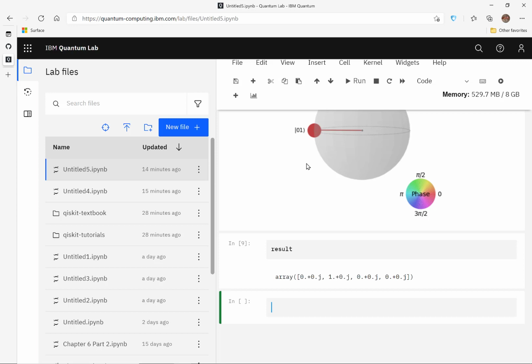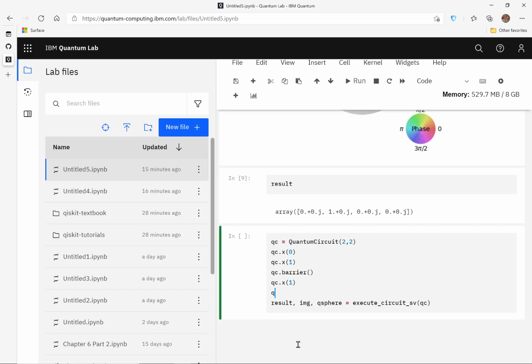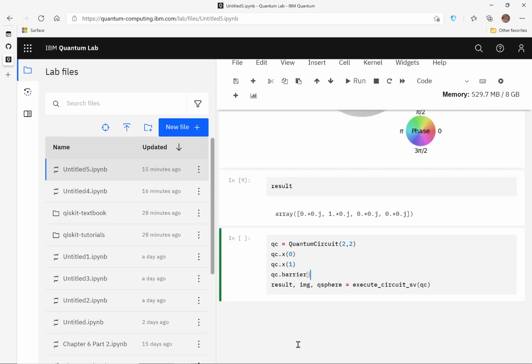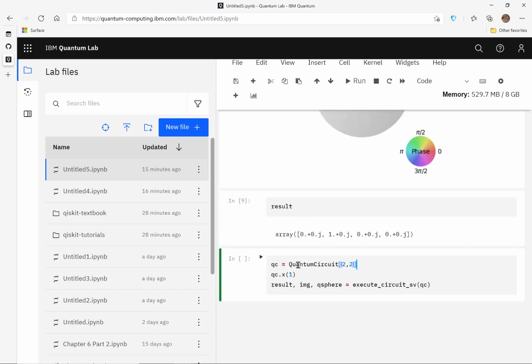And just to do another example, to make sure that this makes perfectly good sense to you, let's do another example. And this time, instead of putting the X gate on the top qubit, we will put it on the qubit on the second line. Now, before I do this, I encourage you to think about what the result will be, and then we'll look at it together.